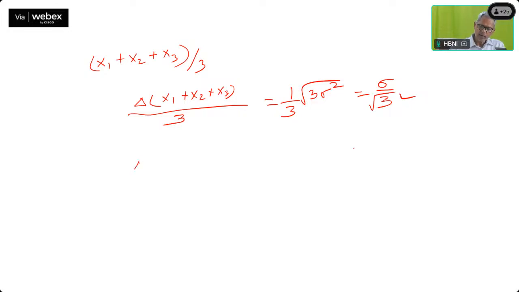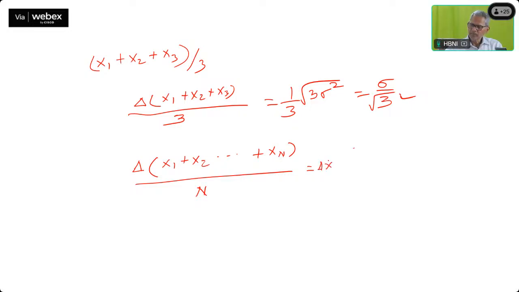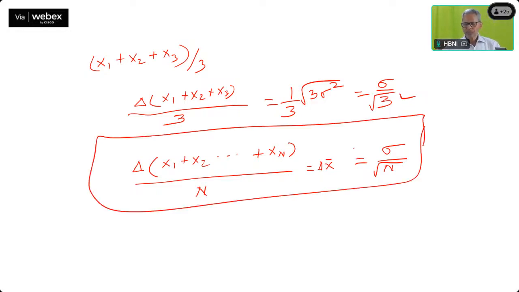This one can generalize. Suppose I want to calculate the uncertainty on the average of n number of measurements, like (x1 plus x2 up to xn) divided by n. This will be delta x bar, that will be sigma by root n. So this is what we have to remember.